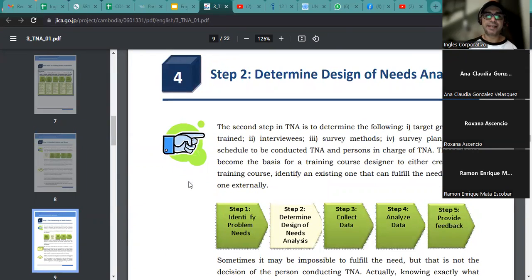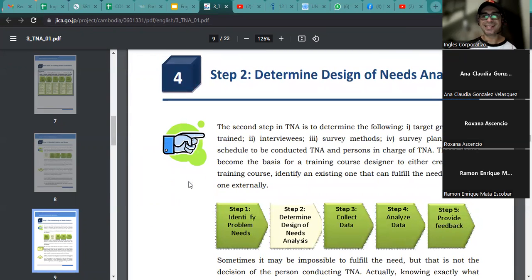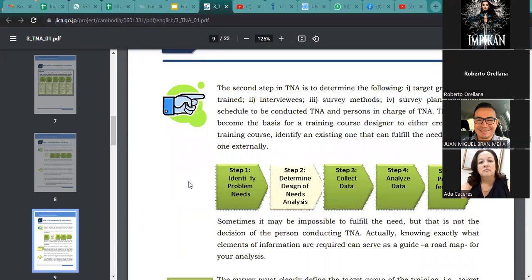And this is step number two, determine the scope of needs analysis. Do you have a comment, Roxana, before we move on? No, it's okay. Okay, perfect, thank you. So the next two paragraphs are going to be for Yvonne.